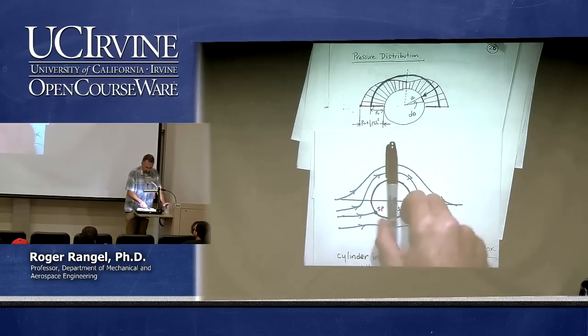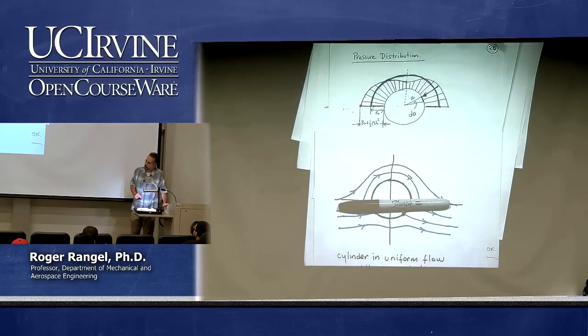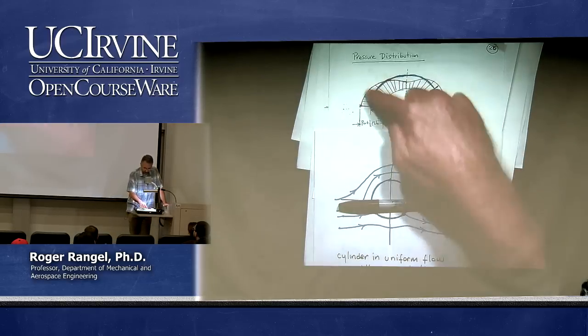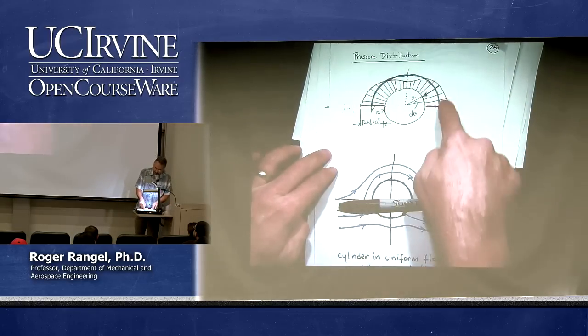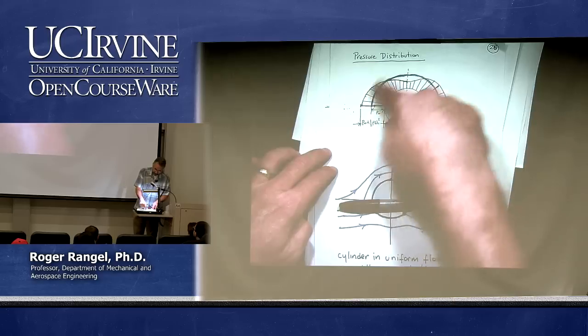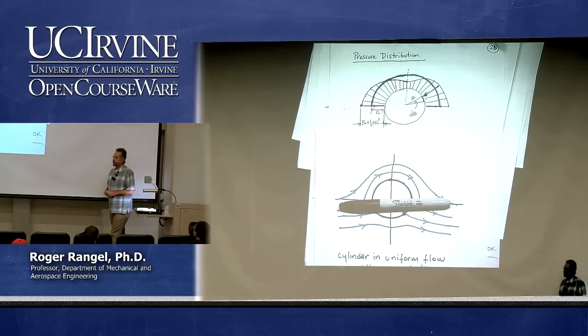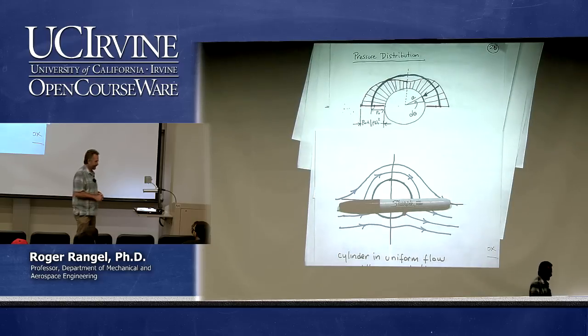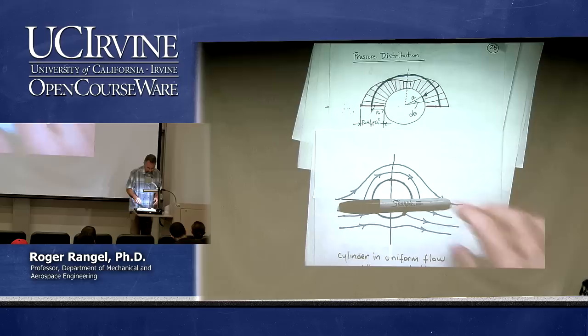But what about the other symmetry with respect to the x-axis? That will be broken, clearly. The pressure distribution is no longer going to be the same on the top side as it is on the bottom side. So there will be a lift.